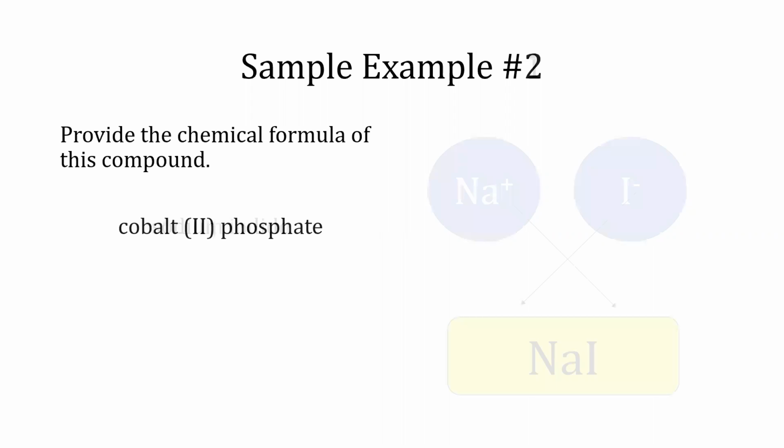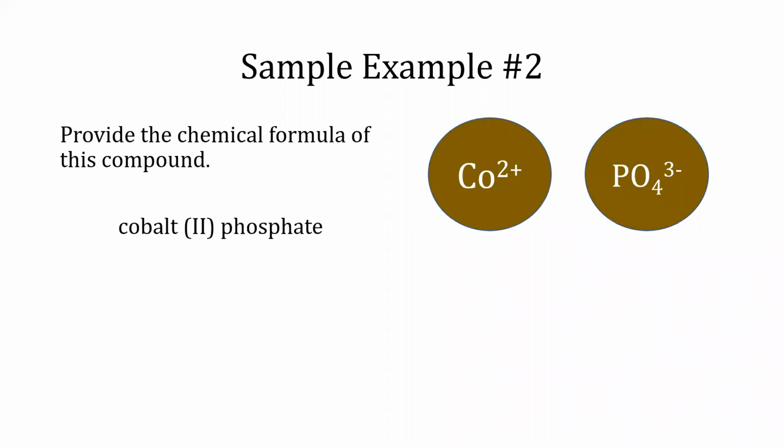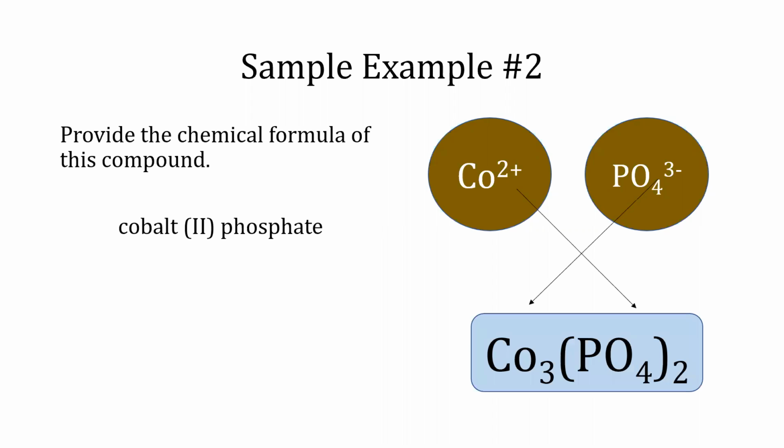Here is sample example 2. Provide the chemical formula of this compound, cobalt(II) phosphate. Here, the form of the ions are Co2+ and PO4 3-. After crisscrossing the magnitudes, the final formula is Co3(PO4)2.